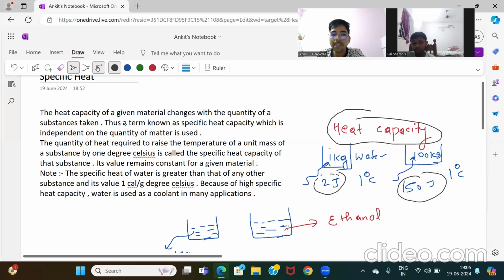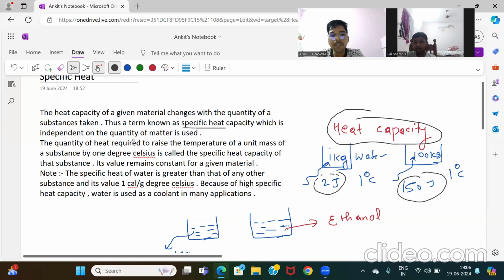Because of that only, we are using a term, specific heat. This specific heat is that heat which is independent of the quantity of matter. If you take 1 kg of water, 2 kg of water, 3 kg of water, it never changes. That is why it is known as specific. Specific means fixed. But heat capacity varies along with the quantity of matter.